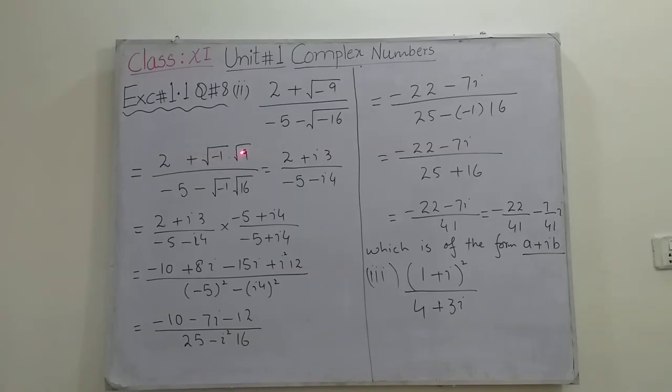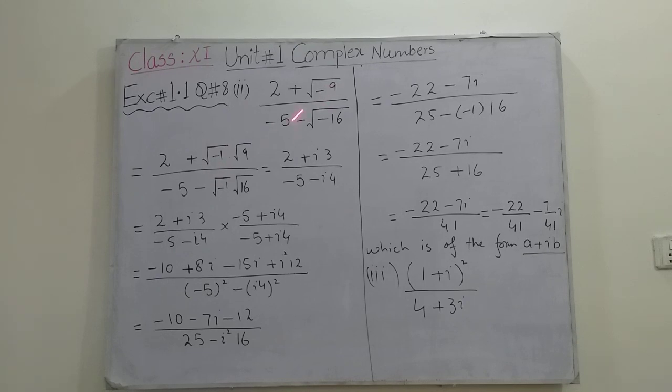Now part second of question number 8: (2 plus square root of minus 9) whole divided by (minus 5 minus square root of minus 16). We will write 2 plus, taking square root of minus 1 separate and square root of 9 separate. Minus 5 minus, similarly we can write square root of minus 1 into square root of 16.